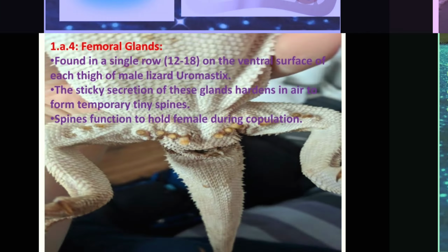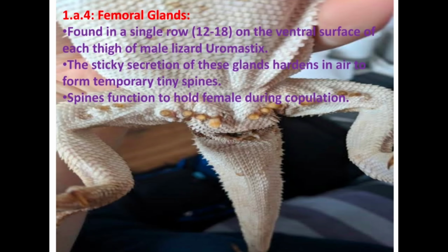Now the femoral glands are found in male lizard, uromastyx, on the ventral surface of each thigh. They are in a single row, 12 to 18 femoral pores from knee to cloacal aperture. The sticky secretions from these apertures, on coming in contact with air, result in the production of spines, and these spines help the males to hold the females during copulation.